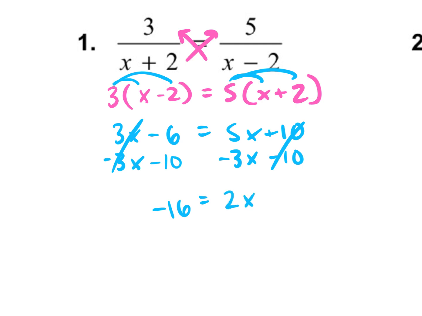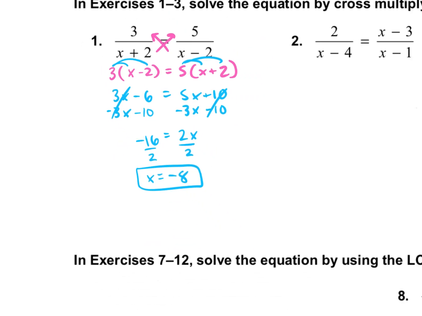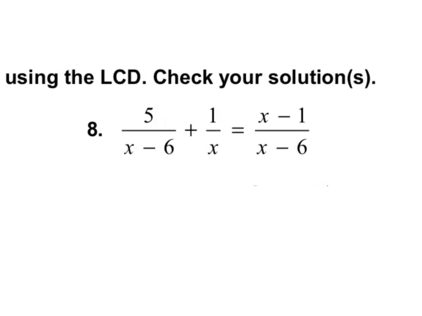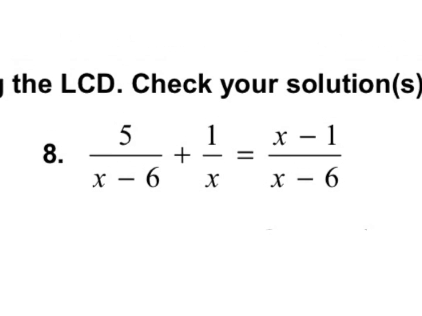What would I do next? Divide by 2. So what does x equal? Negative 8. Awesome. All right, let's take a look at number 8. So when solving, when I have more than one fraction on a side, I have to find the least common denominator first. What would my least common denominator be here?